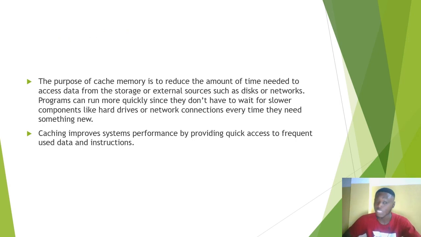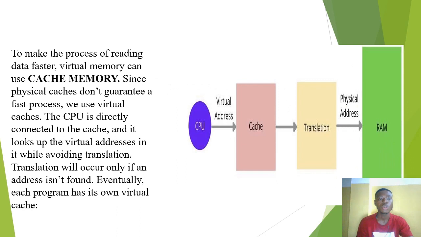The purpose of cache memory is to reduce the amount of time needed to access data from the storage or external source, such as disk or networks. Programs can run more quickly since they don't have to wait for slower components like hard drives or network connections every time they need something new. Caching improves system performance by providing quick access to frequently used data and instructions, making the process of reading data faster.